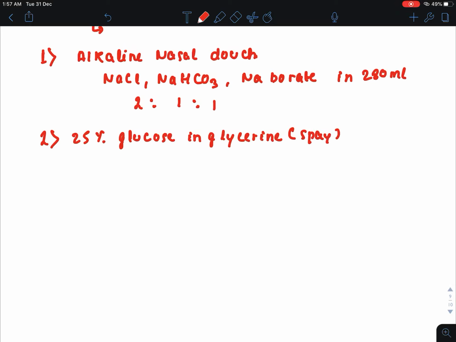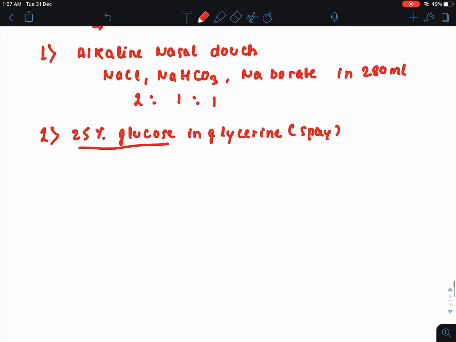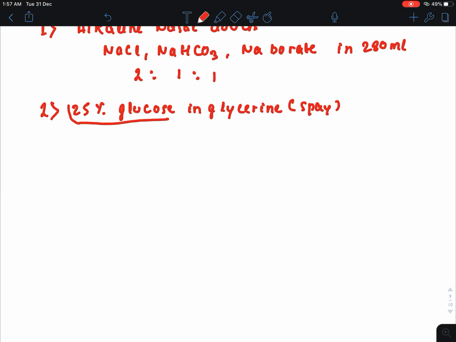Some of them may think that we are giving nutrients to the bacteria, but it is not so. Why are we giving 25% glucose? It is because fermentation of glucose will occur, and because of that lactic acid is produced, and this lactic acid will kill the proteolytic bacteria.